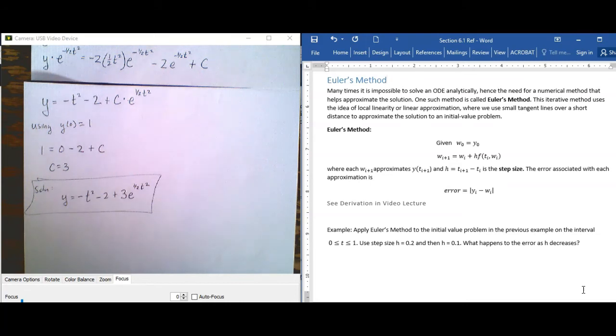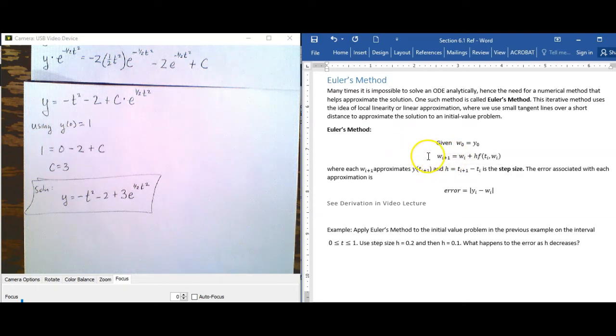Euler's method is an iterative method that uses the idea of local linearity or linear approximation to draw small tangent lines over a short distance to approximate the solution to an initial value problem. So Euler's method takes on our initial condition, y0, and then iterates to find the numerical approximations to the function values for our function y.